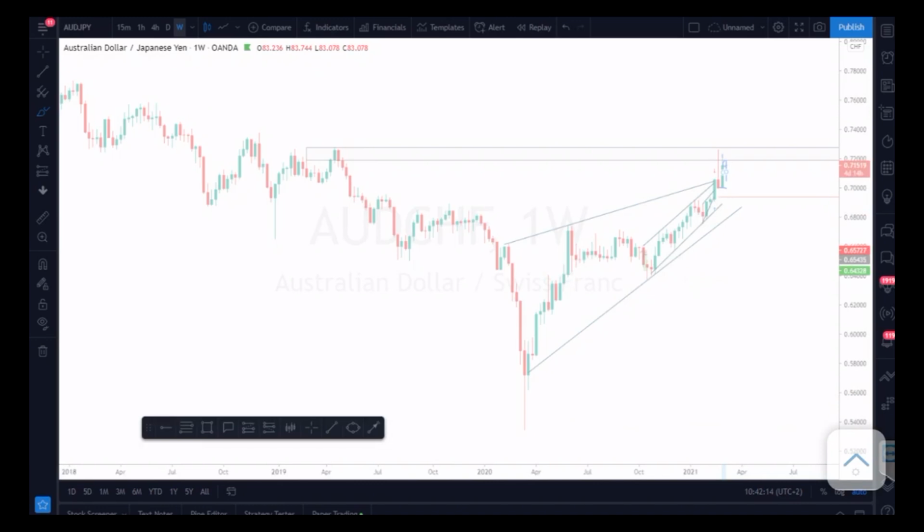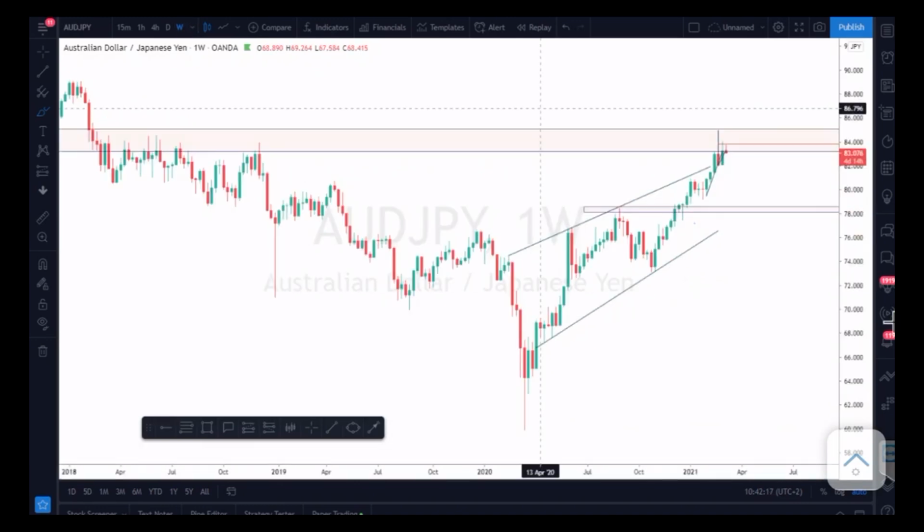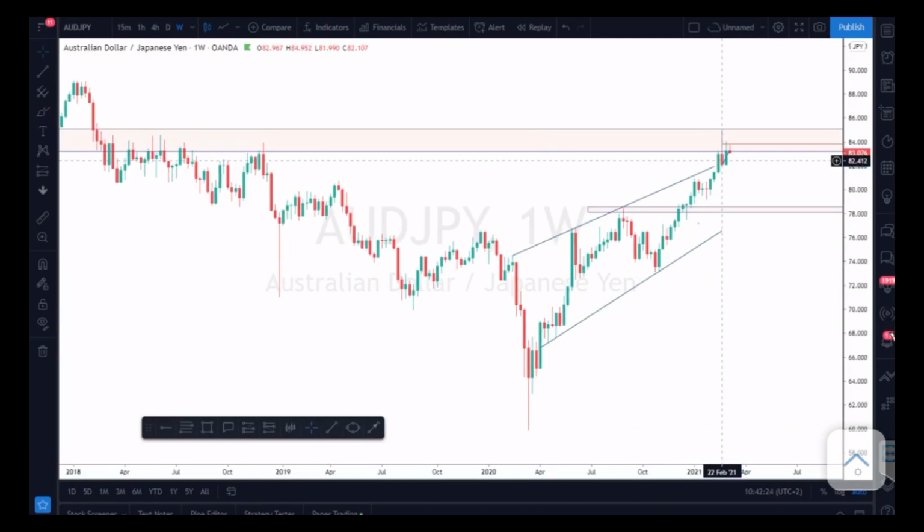Let's go down onto Aussie JPY and discuss, because the structure looks quite similar to Aussie Swiss Franc. From a weekly perspective, we have this market that has been making this move to the upside in this corrective structure over here. We also have a weekly supply area, or weekly resistance area. We have poked into this area and shown some signs of rejection away from it.